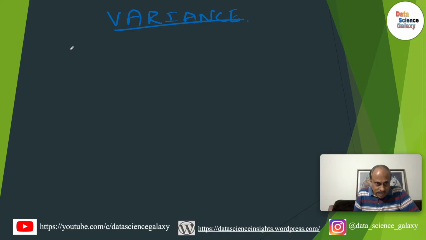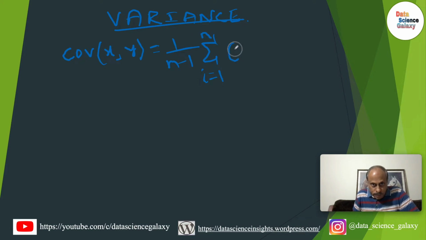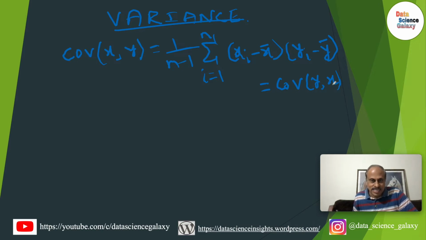Okay. So let us take the formula for covariance. I'm just going to quickly repeat. 1 upon n minus 1, summation i running from 1 to n, xi minus x bar multiplied by yi minus y bar. So this is covariance. Okay. So notice here covariance of xy is the same as covariance of yx. I'll show this when I'm talking about the demo a little later in the video. Covariance of xy is the same as covariance of yx. Covariance of yz is the same as covariance of zy, etc.